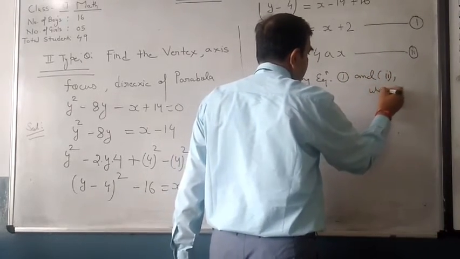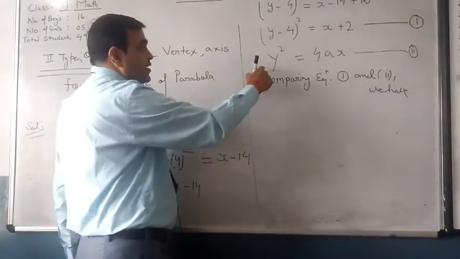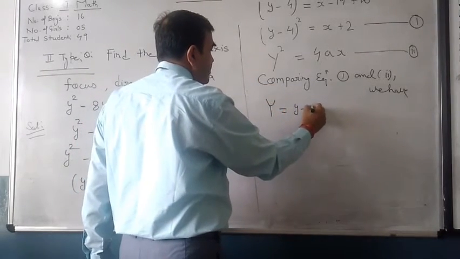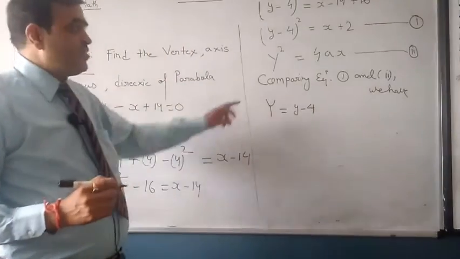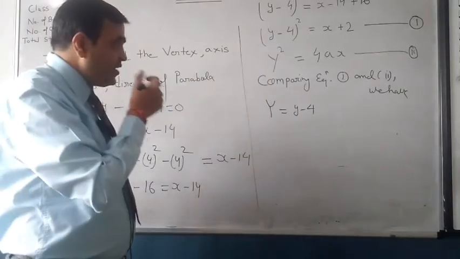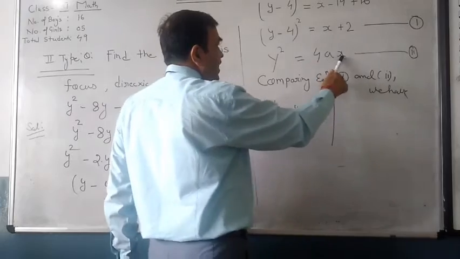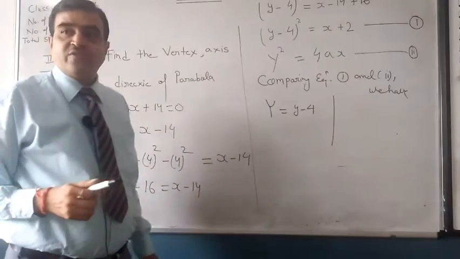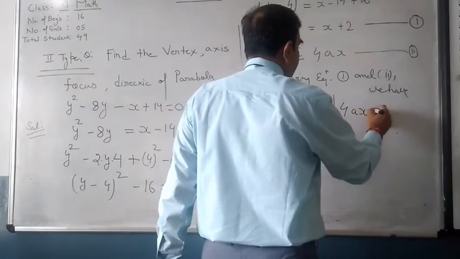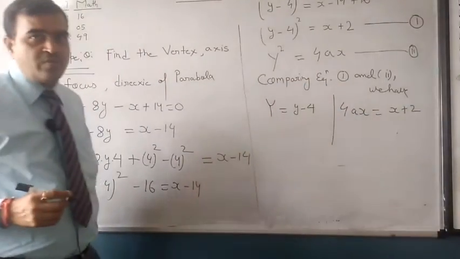We have capital Y. The value of capital Y is equals to y minus 4. This is the new parabola and this is the old parabola. Y minus 4 and 4ax. 4ax is equals to x plus 2. Okay.